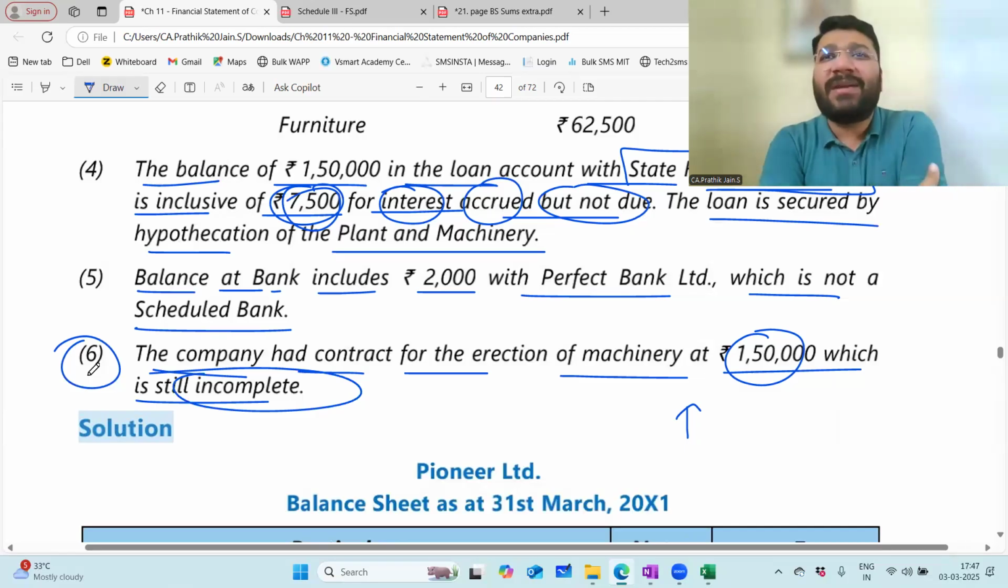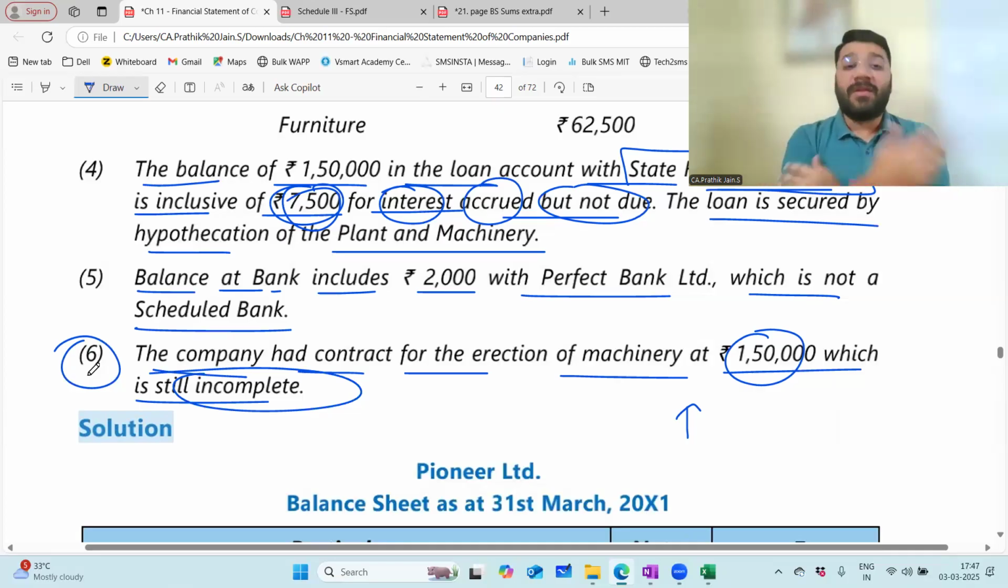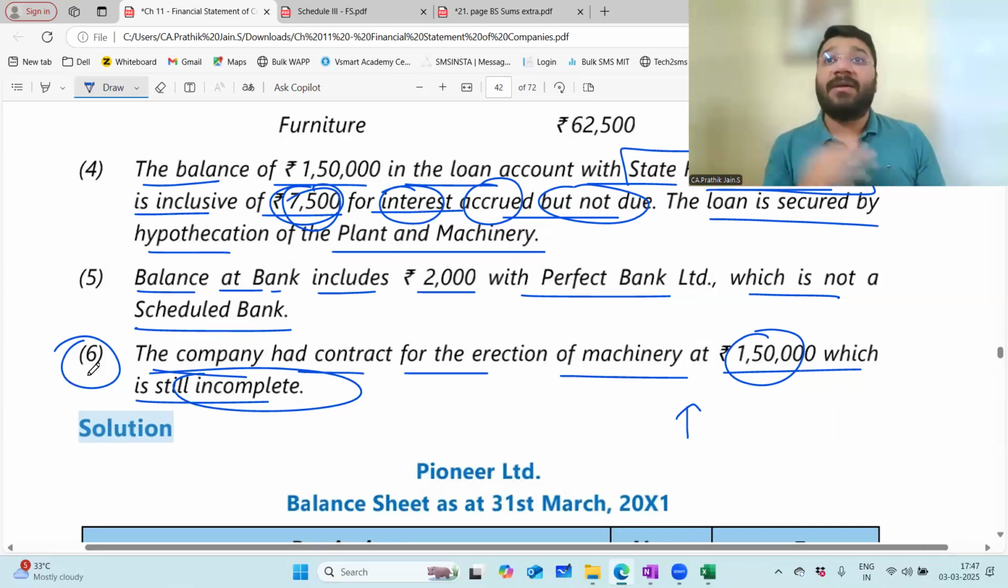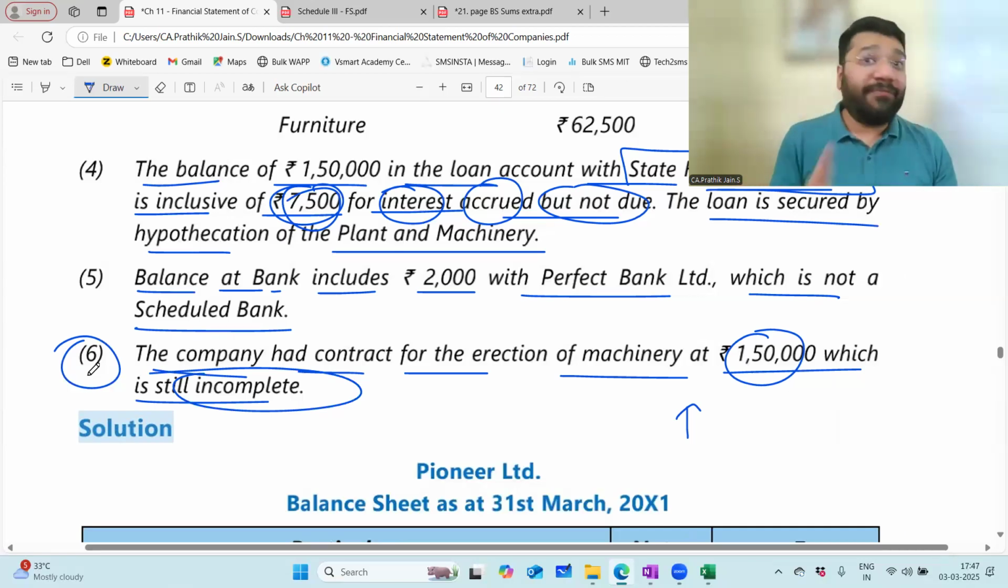Why is it loans and advances? I've not paid the money also. Boss, the company had a contract for erection of machinery at 150, which is still incomplete. Nowhere does the question say we paid this 150. If it is paid, the entry would have been passed and the entry should have come in your trial balance. If not, the question should say the amount is paid, then you will pass the entry.